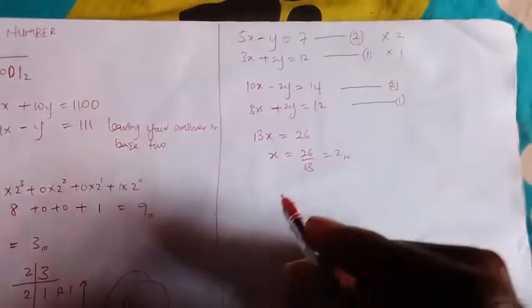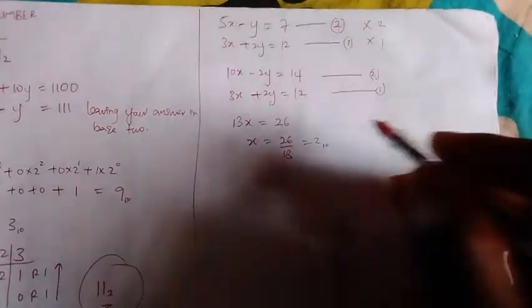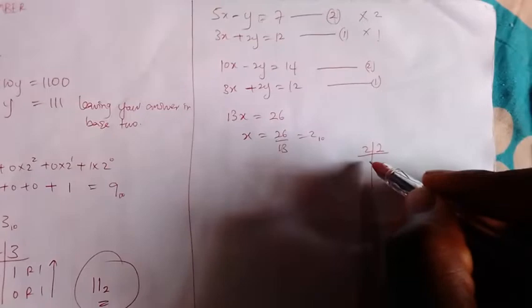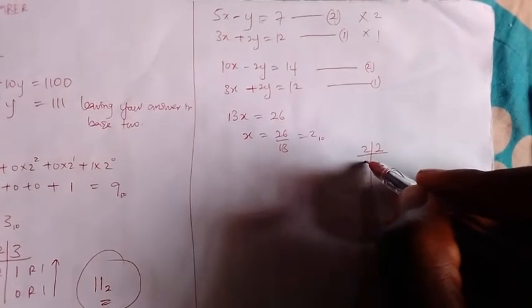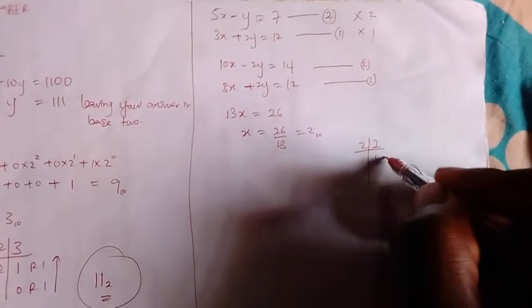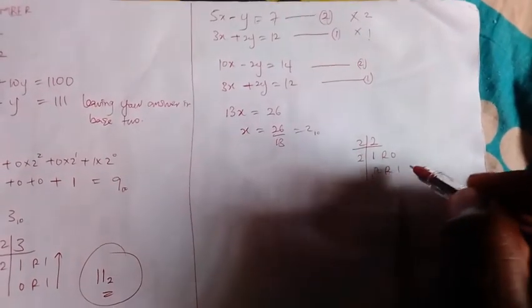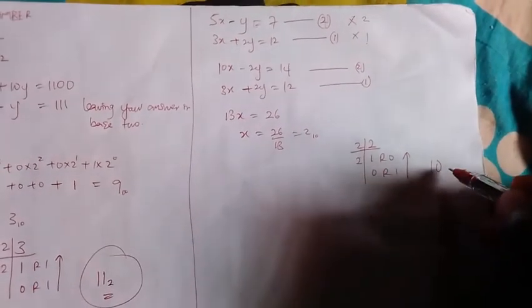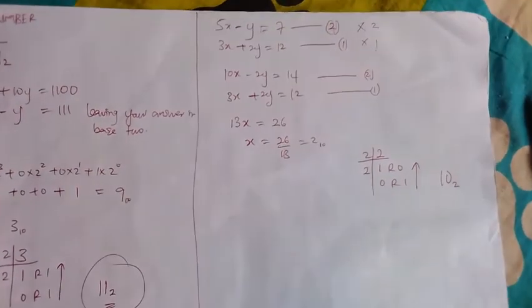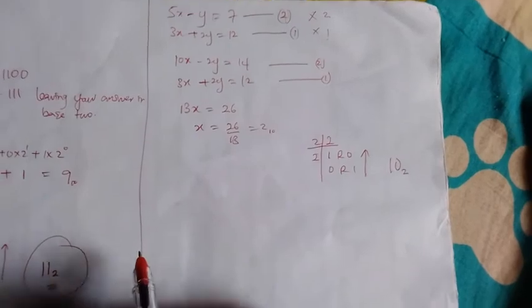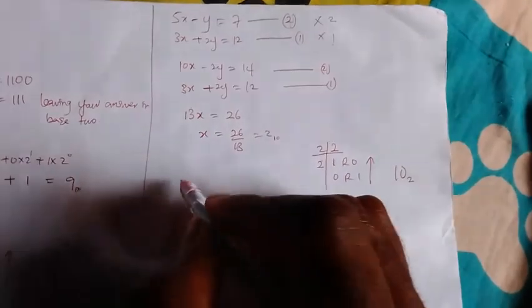I'll convert it back to base 2. Converting to base 2, 2 in 2 is 1 remainder 0. Then 2 in 1 is 0 remainder 1. So my answer in base 2 is 10 base 2. Now that's x. How will I get y?